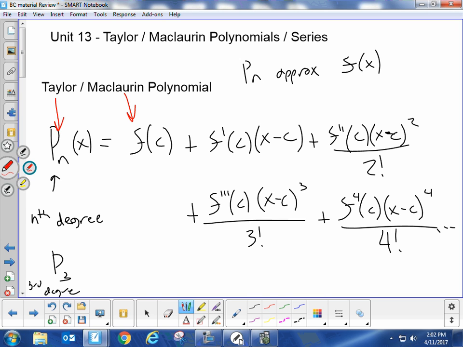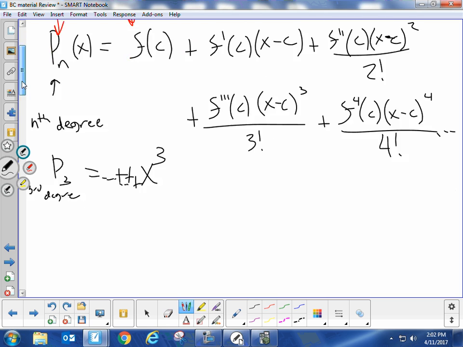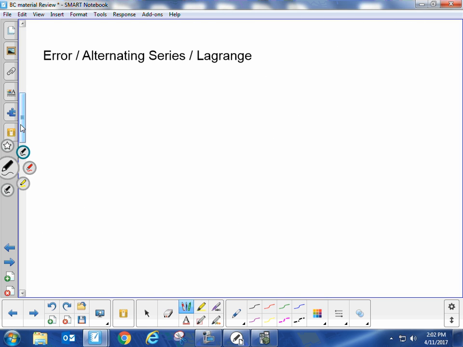A Maclaurin polynomial is a special Taylor polynomial. A Maclaurin polynomial is when c is equal to 0. So a Maclaurin polynomial would be f of 0 plus f prime of 0 times x plus f double prime of 0 times x squared over 2 factorial, et cetera. Now, if I wanted p sub 3, I would just have 1, 2, 3, 4 terms, as long as I have the x to the 3rd power in it. But I would need the terms before it until I got to the x to the 3rd power. That's very important.